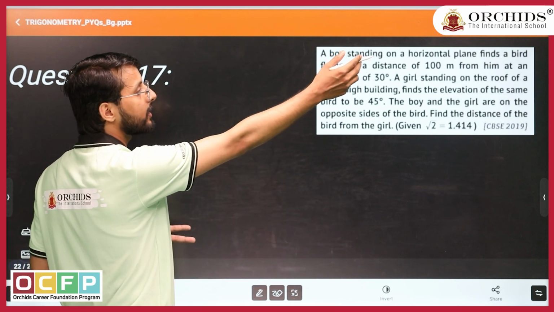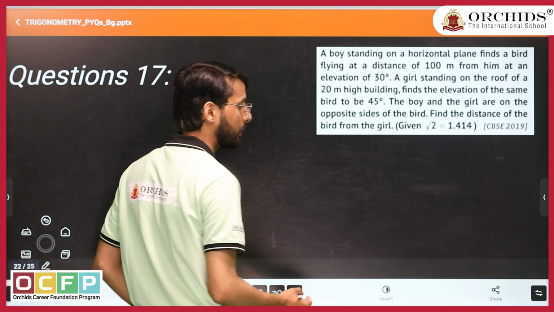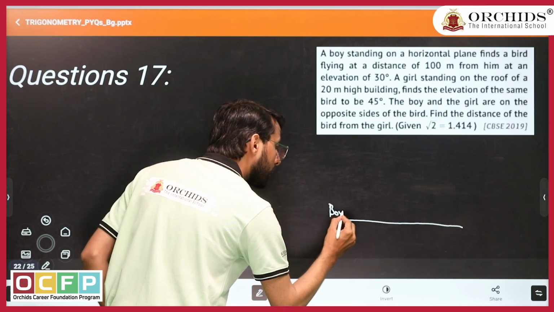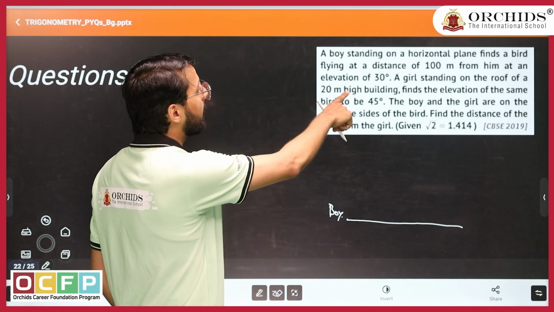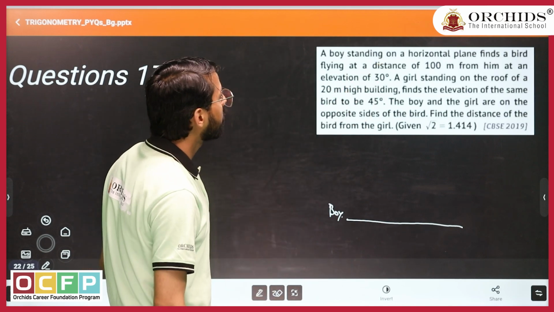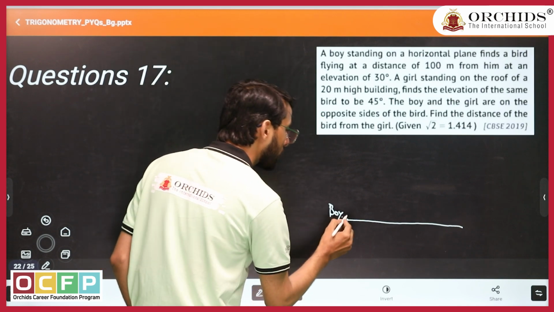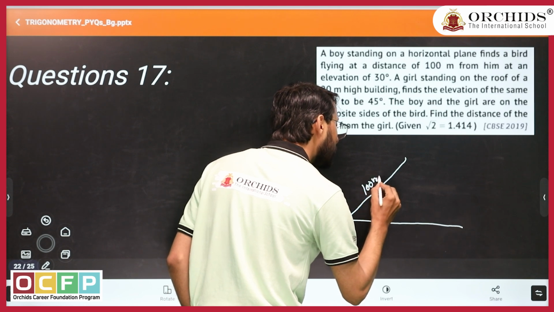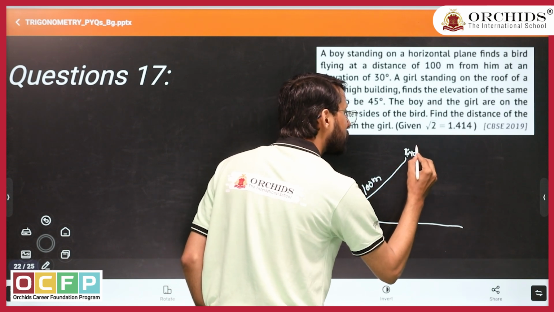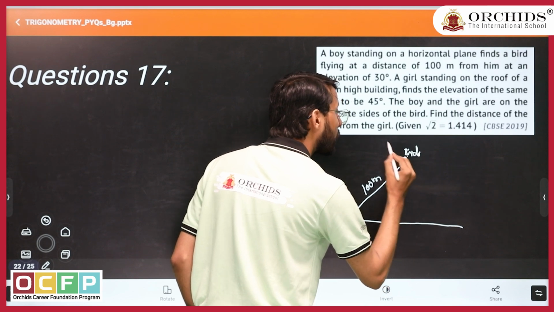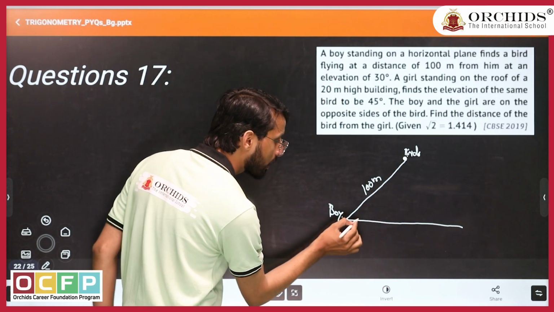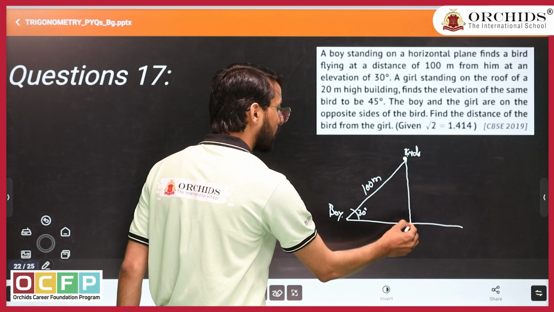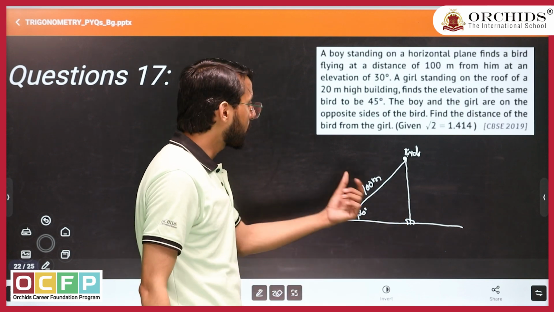A boy standing on a horizontal plane finds a bird flying at a distance of 100 meters. So this is your horizontal plane, and a boy is standing. At a distance of 100 meters from him, one bird is flying. Now which angle of elevation? The angle of elevation is given as 30 degrees. I can drop a perpendicular, and it will form a right angle triangle.